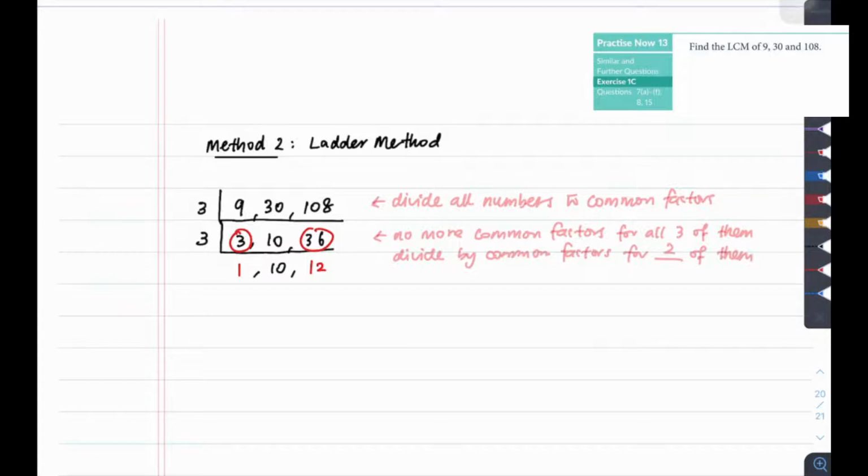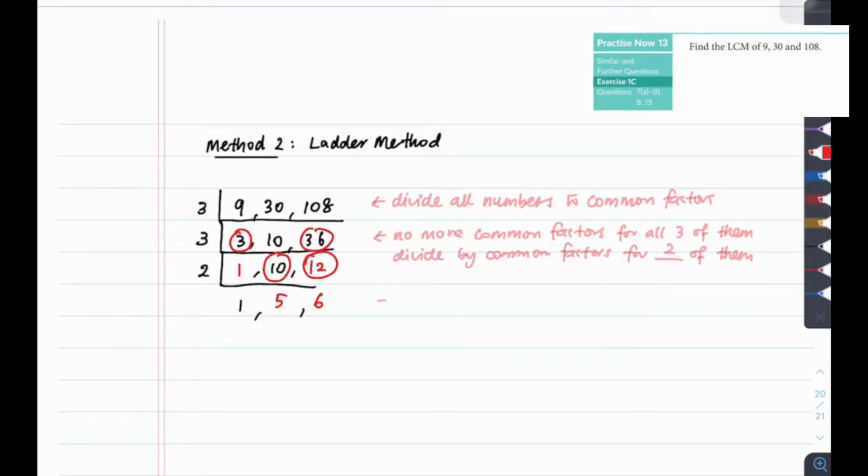Okay. Now the next thing that I'm going to do is the same thing. I cannot divide by common factors for all three of them. I can only divide by common factors for two of them. So the two that I'm going to refer to now are 10 and 12. I'm going to divide them by the common factor of 2. So I have 10 divided by 2 is 5. 12 divided by 2 is 6.